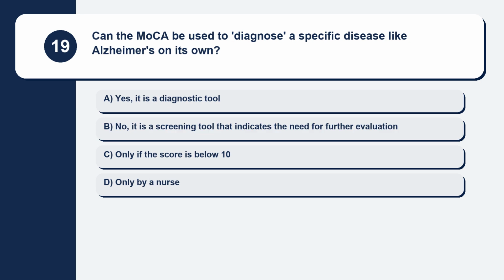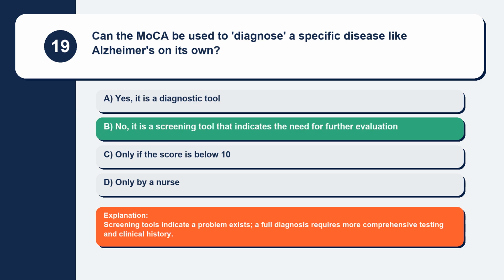Question 19. Can the MoCA be used to diagnose a specific disease like Alzheimer's on its own? Yes, it is a diagnostic tool. No, it is a screening tool that indicates the need for further evaluation. Only if the score is below 10. Only by a nurse. Screening tools indicate a problem exists. A full diagnosis requires more comprehensive testing and clinical history.